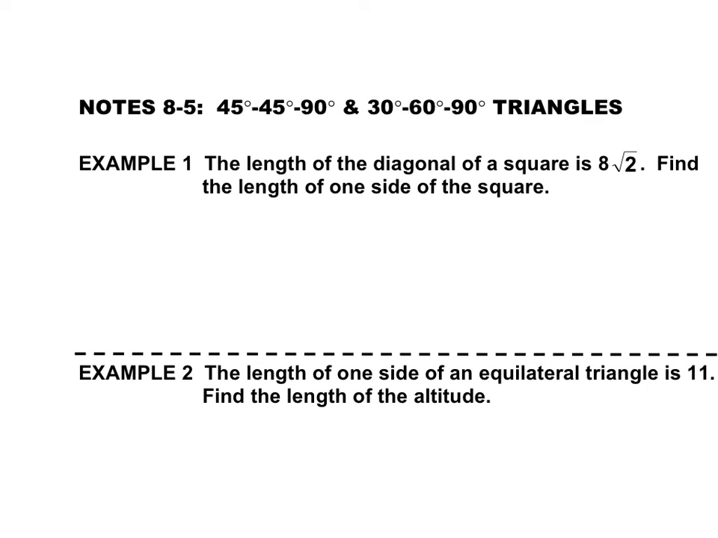It says the length of the diagonal of a square is 8 square roots of 2. Find the length of one side of the square. So first, we probably need to draw our square. Then we need to sketch in a diagonal. So I'm going to sketch that in right here.